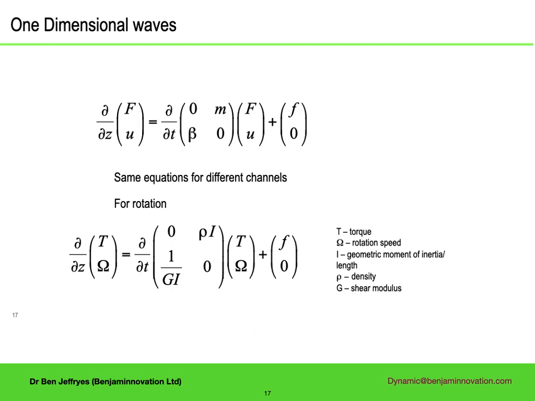The drill string structure appears in the matrix on the right-hand side. The density and shear modulus of the steel, and the geometric moment of inertia per unit length of the drill string. The F term is for any external rotational distributed torque being applied, such as the torque variations from the bit cutting process.